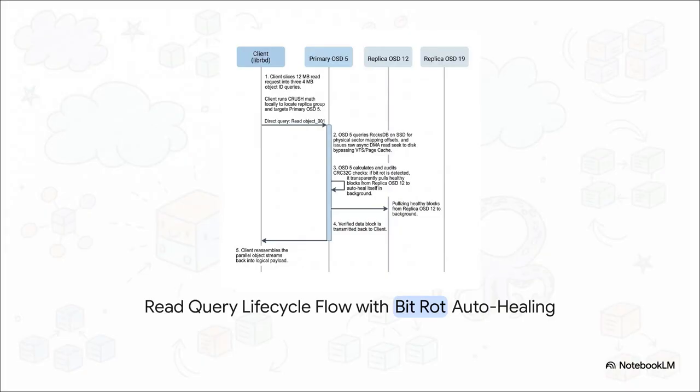This is where the read path absolutely saves the day. When a client requests a read, it connects directly to the primary OSD. The OSD queries RocksDB for the exact physical sector and issues an async DMA read. But instead of blindly returning the data, the OSD calculates a checksum on the fly. If bit rot is detected, it transparently pauses, reaches out to a healthy replica in the background, pulls the clean blocks, serves the verified data to the client, and heals its own corrupted sector automatically.